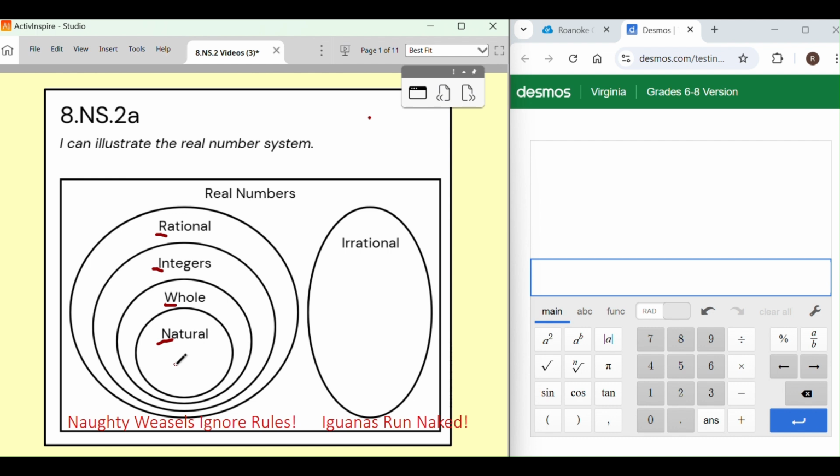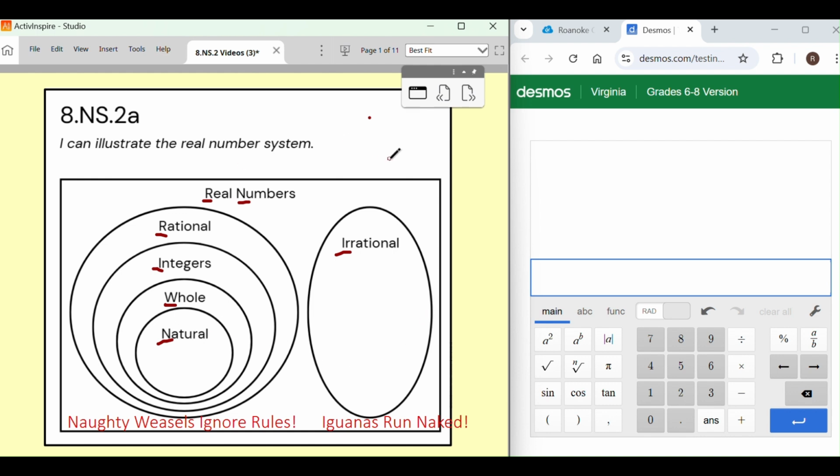I like to start from the bottom and go up because these are the numbers you learned first. Natural, then whole, then integers, then rational. Then on this side, we have another one. Iguanas run naked. So I, R, and N. Iguanas is for irrational, and the run naked is for the title of this whole thing, which is real numbers or the real number system.